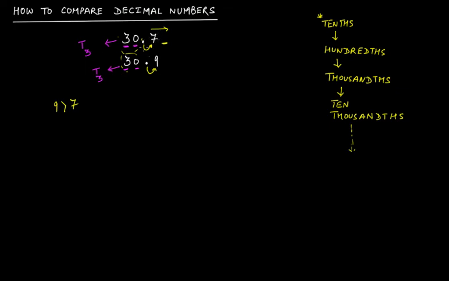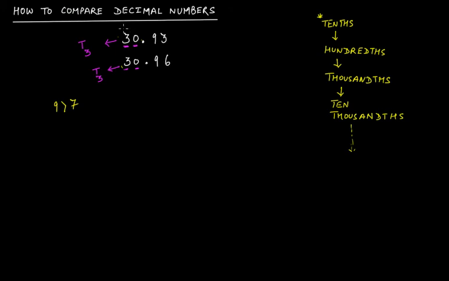What if it was, let's take, what if it was, the whole portion is same, the whole numbers are same. If it was 30.9 and 30.9 with a 3, and this is 6.